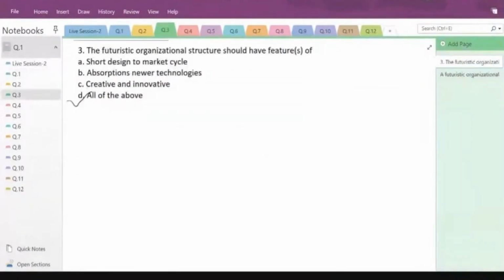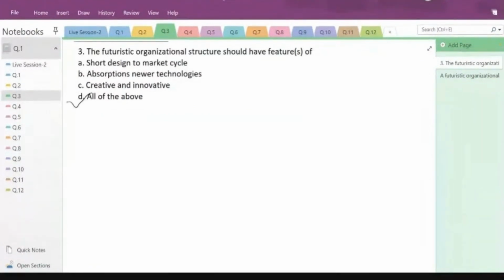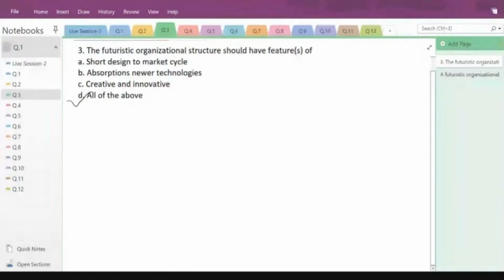Let's discuss what a futuristic organizational structure is. A futuristic organizational structure should have various features like response to customer, short design to market cycle, first time quality, personalized customer service, absorption of newer technologies, need to be creative and innovative, and expected delivery. I'll just write down briefly what all the points are.